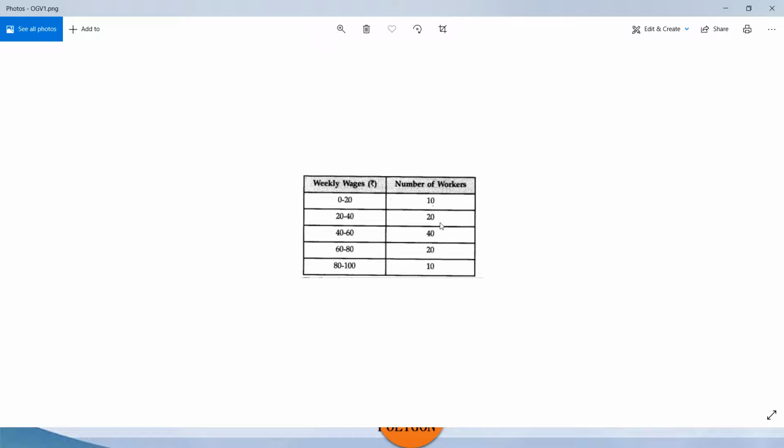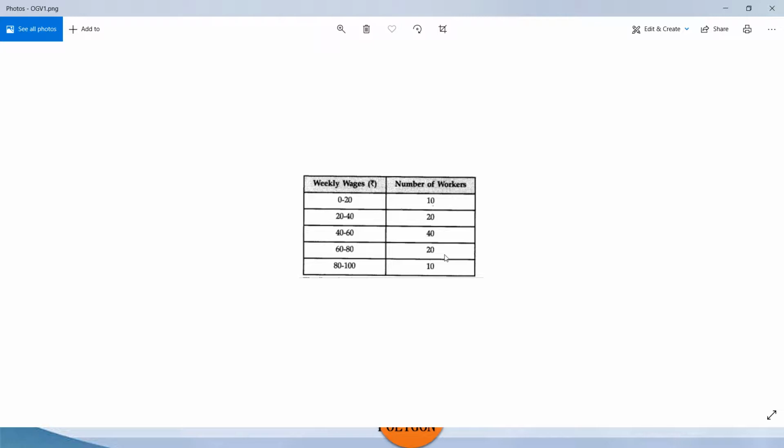Okay, 70 will get. Next, 60 to 80. So for less than 80 wages, the number of workers getting them is a total of 90 workers. So 70 plus 20. Next, less than 100 means adding all. So all are getting, of course, less than 100 wages only. So 100 is the final value. This is how to find the less than cumulative frequencies, and this is the less than method.